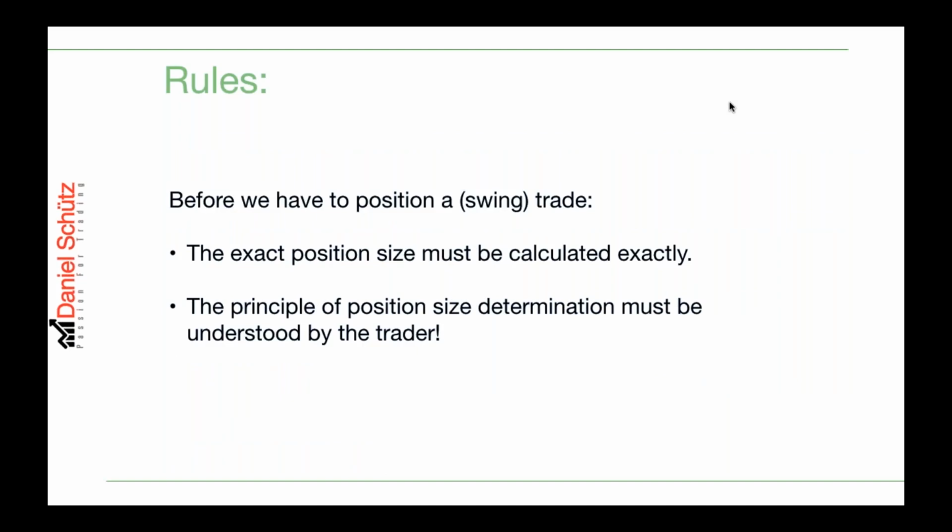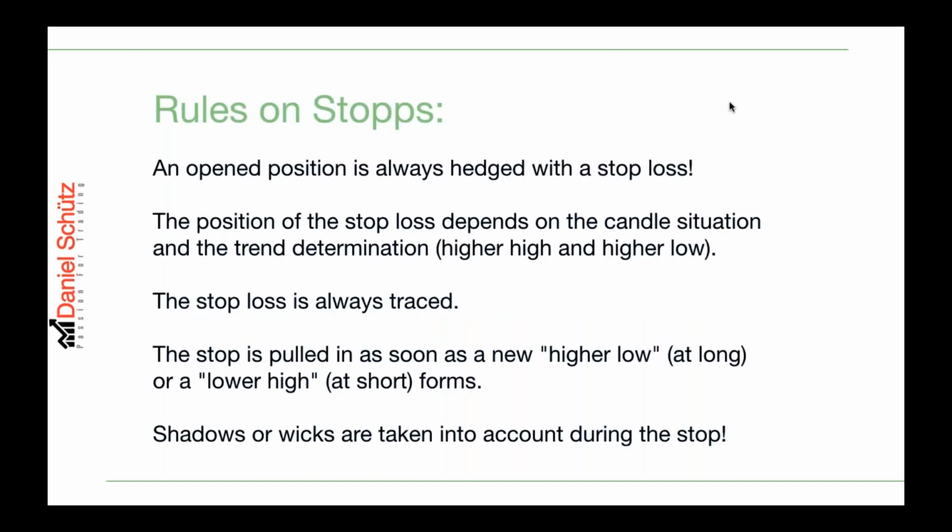Before you put a swing trade on the market, the exact position size must be calculated. That's a skill you need. You need to know how big your position size has to be, and the principle of the determination of the position size has to be understood. If you don't understand how to do that, please make sure you get that knowledge. An open position is always hedged with a stop loss. It's the third time I think I say that, and the position of the stop loss depends on the candle situation and the trend determination.